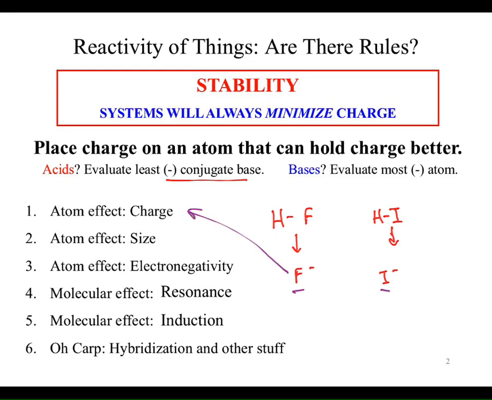Well, they both have the same charge, so that's a null explanation. What about size? Well, fluorine is much, much smaller than iodine, which means that extra electron that's in there on iodine can now be anywhere in the molecule or in the atom, which means it's more stable.